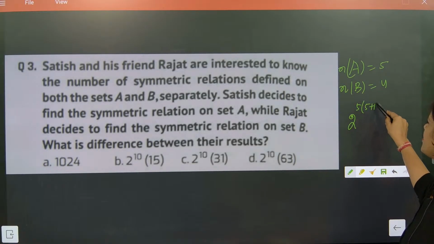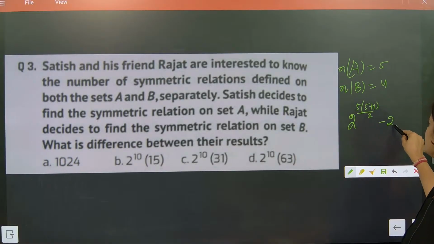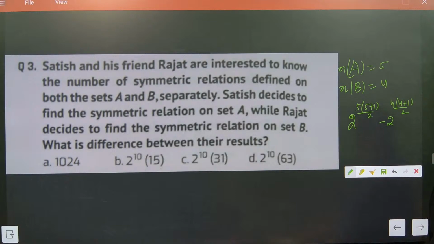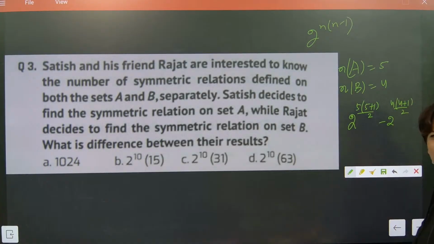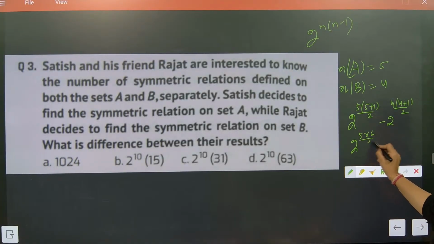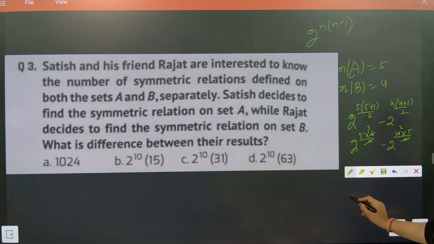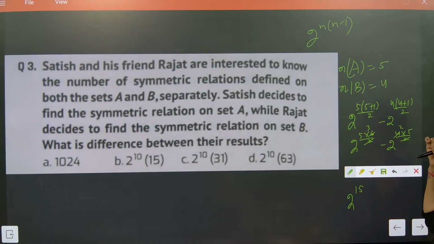5, 5 plus 1 by 2, minus 4, 4 plus 1 by 2. The number of symmetric relations is 2 to the power n into n plus 1 by 2. The number of reflexive relations is 2 to the power n squared minus n. Everything forgotten about it. So 2 to the power 5 into 6 divided by 2, minus 2 to the power 4 into 5 divided by 2. So it is coming 15 and it is coming 10. So 2 to the power 15 minus 2 to the power 10.